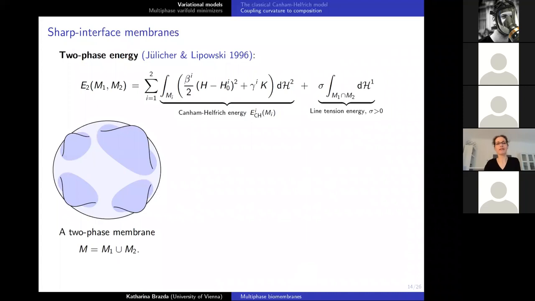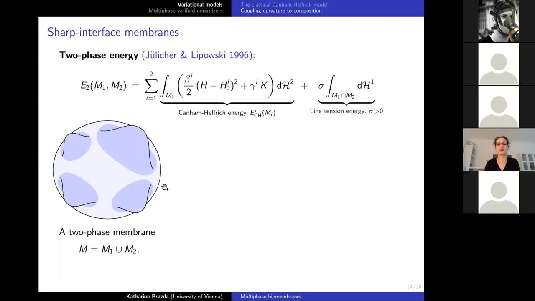Therefore, there are easier models, namely the easiest special case, which is also similar to the picture that we have seen: the case of two phases with sharp interfaces. We have a dark blue phase and a light blue phase, say. This model has been introduced by Jülicher and Lipowsky, so that one now has the Canham-Helfrich contribution for each individual phase, with corresponding material parameters, plus a line tension energy, which penalizes the length of the phase interfaces. So it's a line tension coefficient times the length of the phase interfaces.